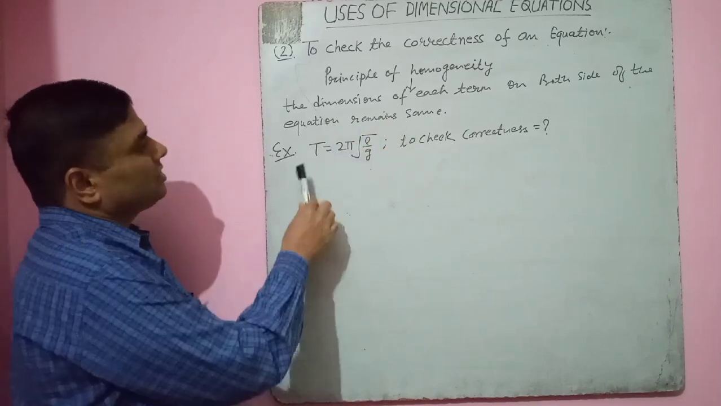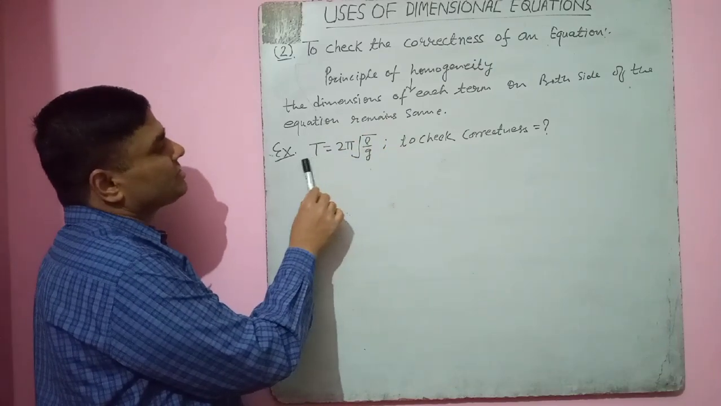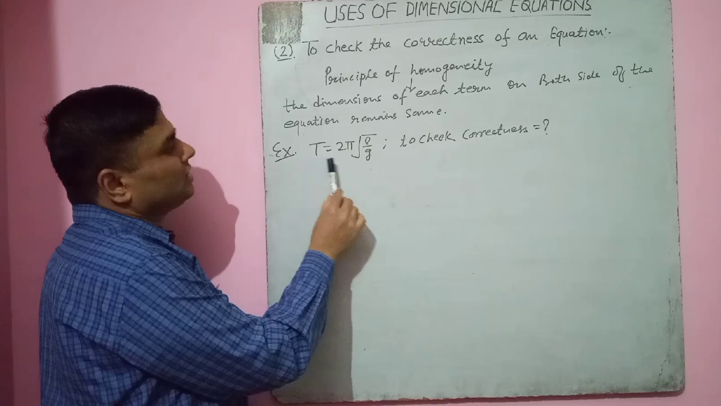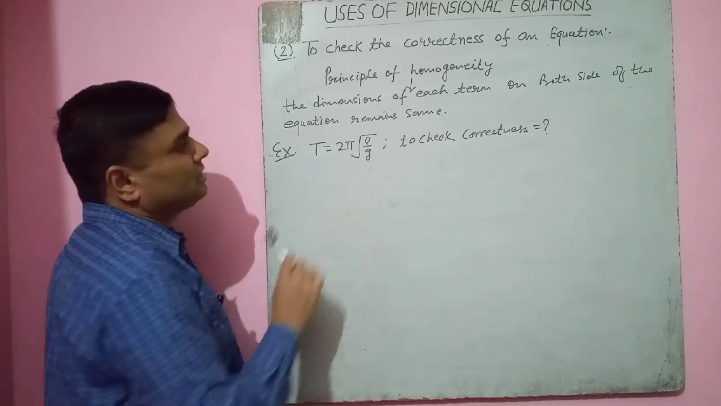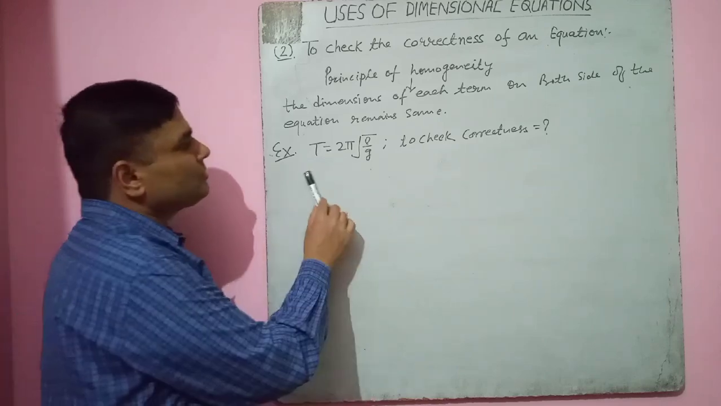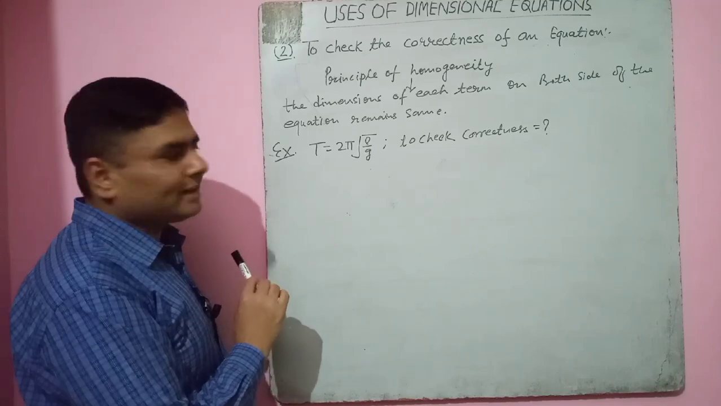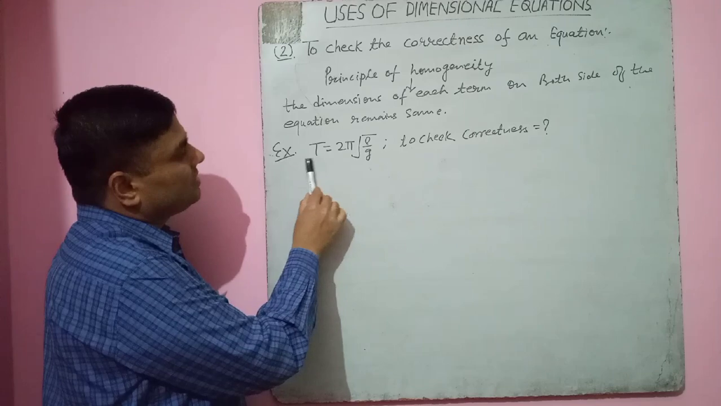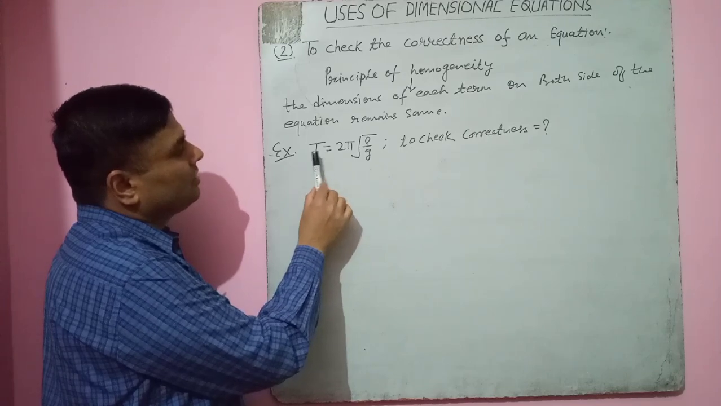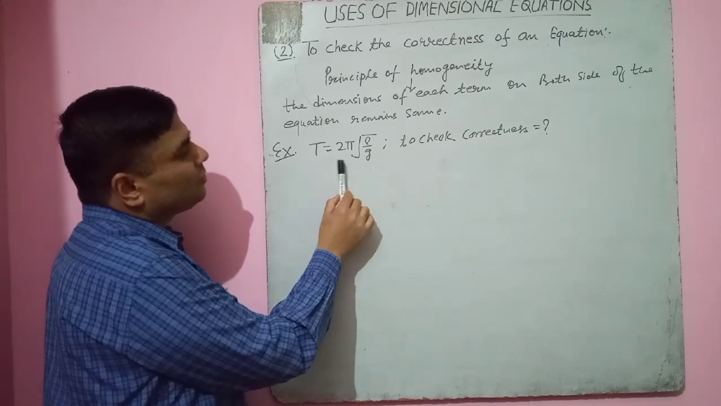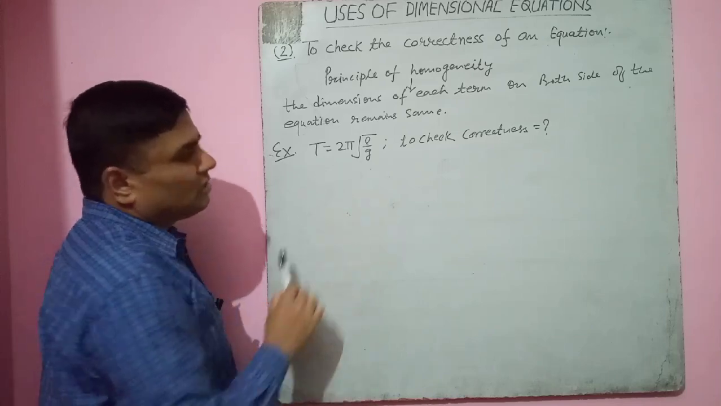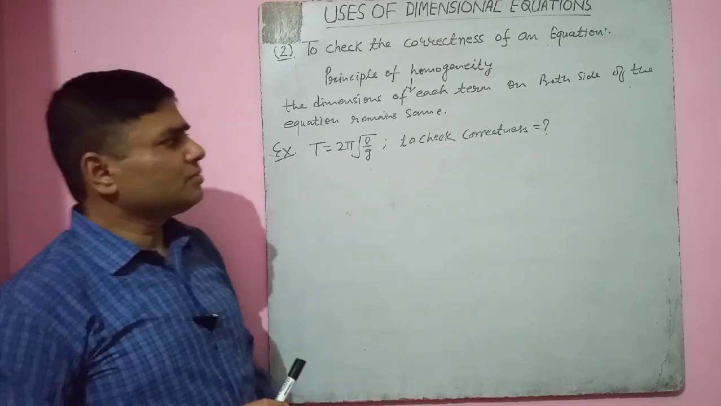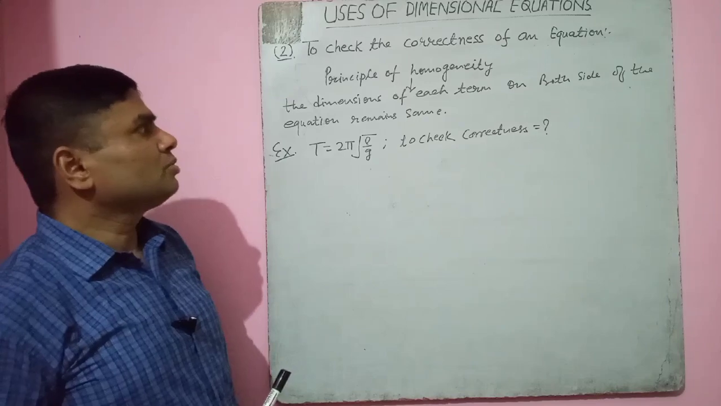This means that if the dimension of the left side of this equation and the dimension of the right side of this equation are the same, then this equation will be true or correct. If the dimension on the left side of this equation, that is this side of the equal sign, and on the right side of this equation are not equal, then this equation must not be correct.